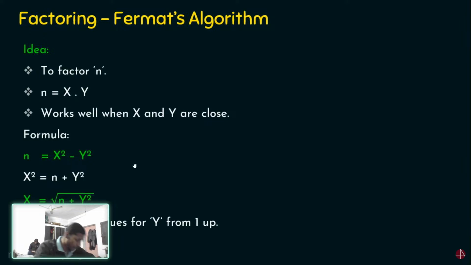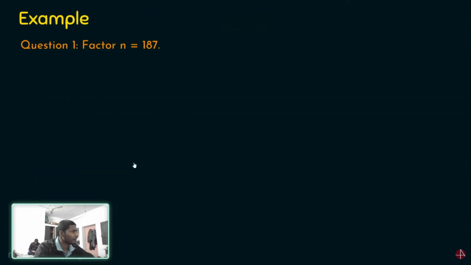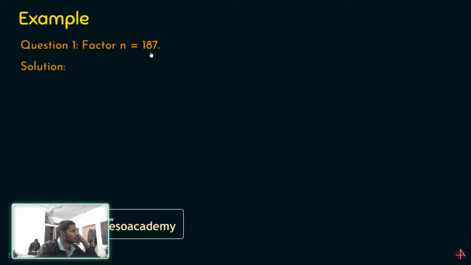Without waiting, let's dive into example number 1. The question is, factor n is equal to 187. So please note here, you are given the number n. Now we are going to find the two prime numbers where the product of these two prime numbers is 187. Let's solve this now. What formula are we going to take? I already told you in the last slide that we are going to take x is equal to square root of n plus y square.